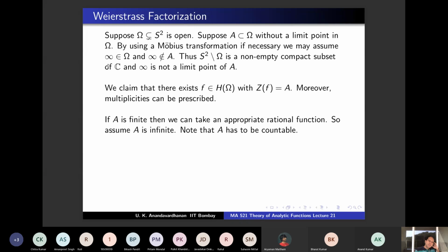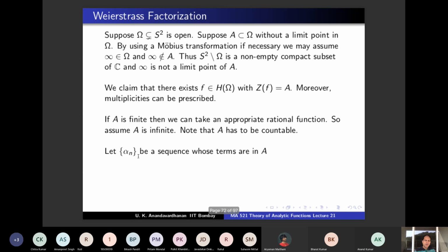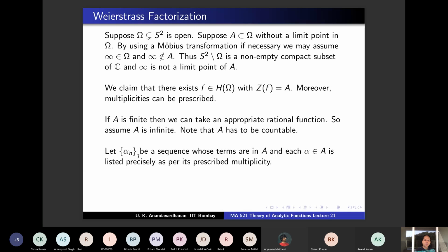Why is that? Because A has no limit point. So it is certainly countable. So we are going to construct this sequence alpha n, where I am going to take the multiplicity into account. I will repeat if necessary. These are precisely the elements of A. It's a countable set, and associated to each element you have given me a multiplicity. So one alpha, I'll repeat it that many times. So this sequence will have repetitions, whose terms are in A, and each alpha in A is listed precisely as per its prescribed multiplicity. So this is the sequence of zeros.